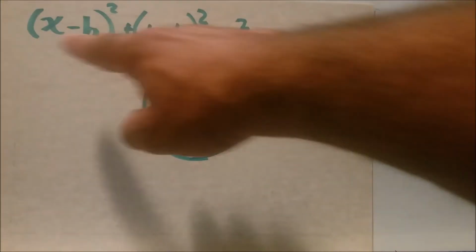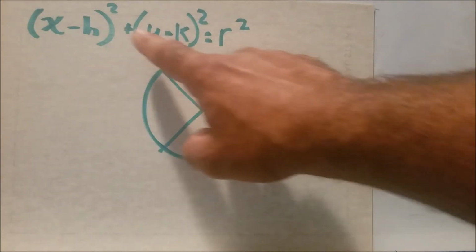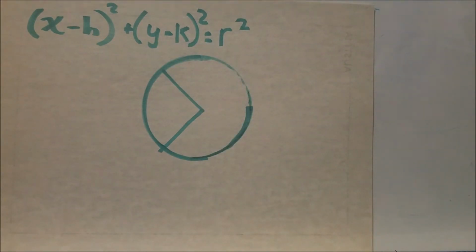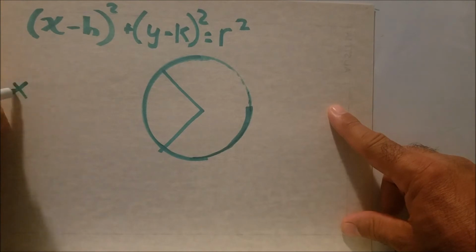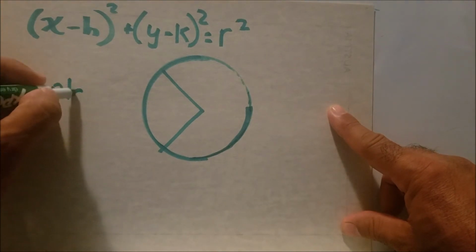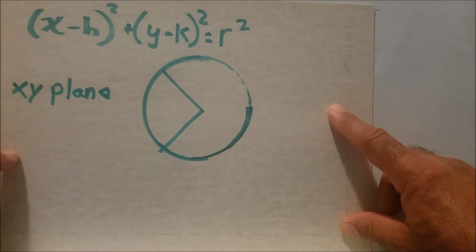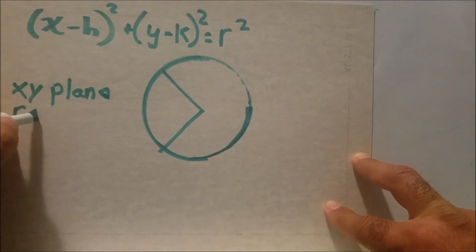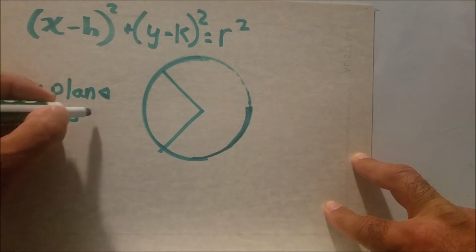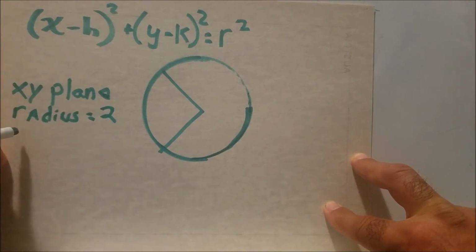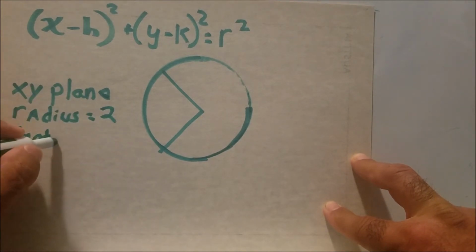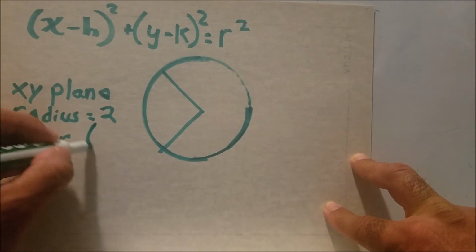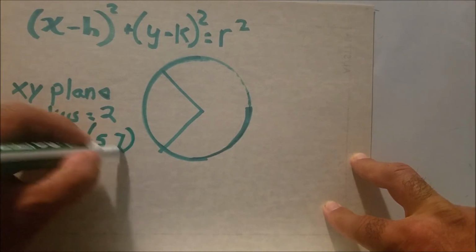So you'll get used to that very quickly. You can see there's an x and there's a y. And one question they'll ask you is a question like this. They're going to say on the xy plane, which is basically the Cartesian grid, or the coordinate plane, but they'll say the xy plane. Let's say you have a radius of 2, and the center of the circle is at 5, 7, something like that.